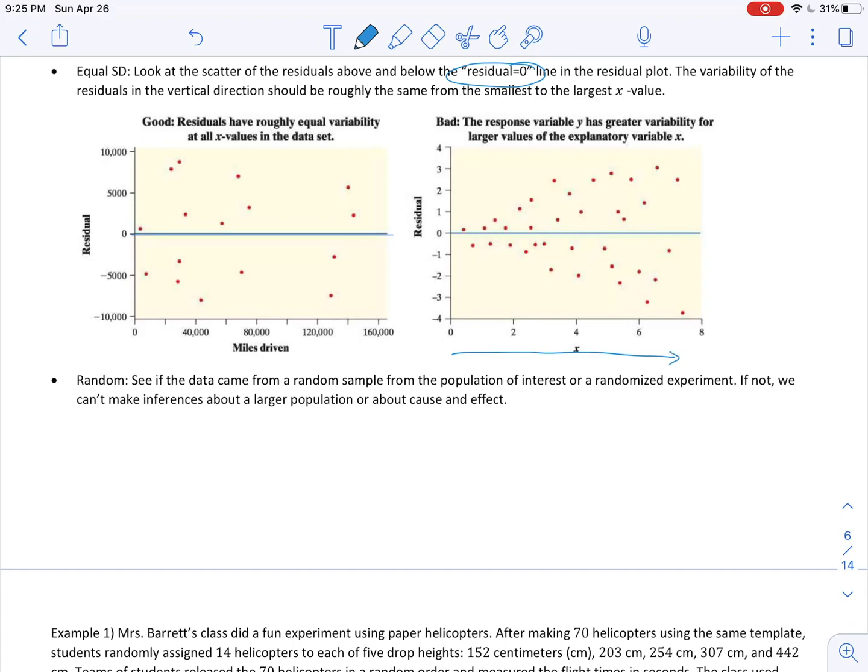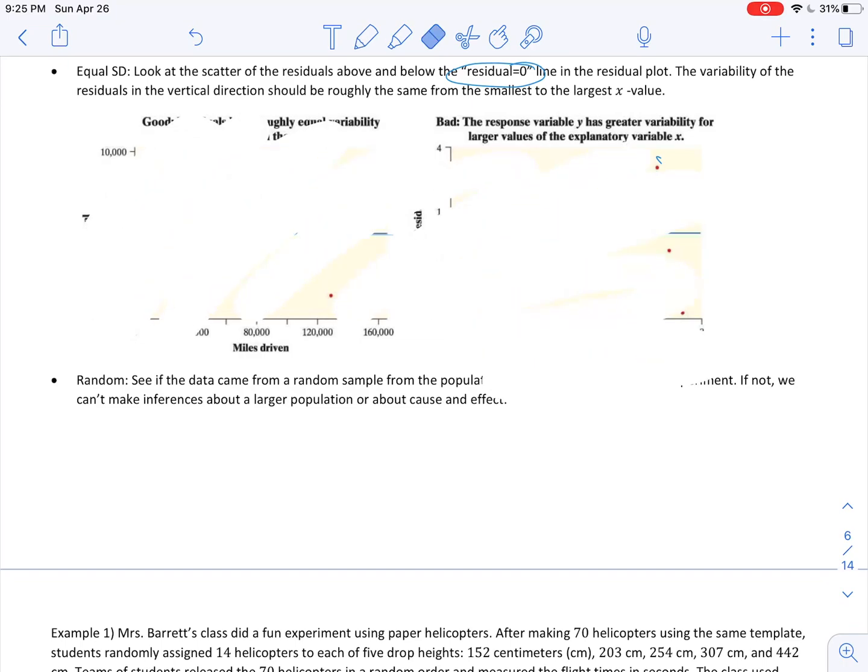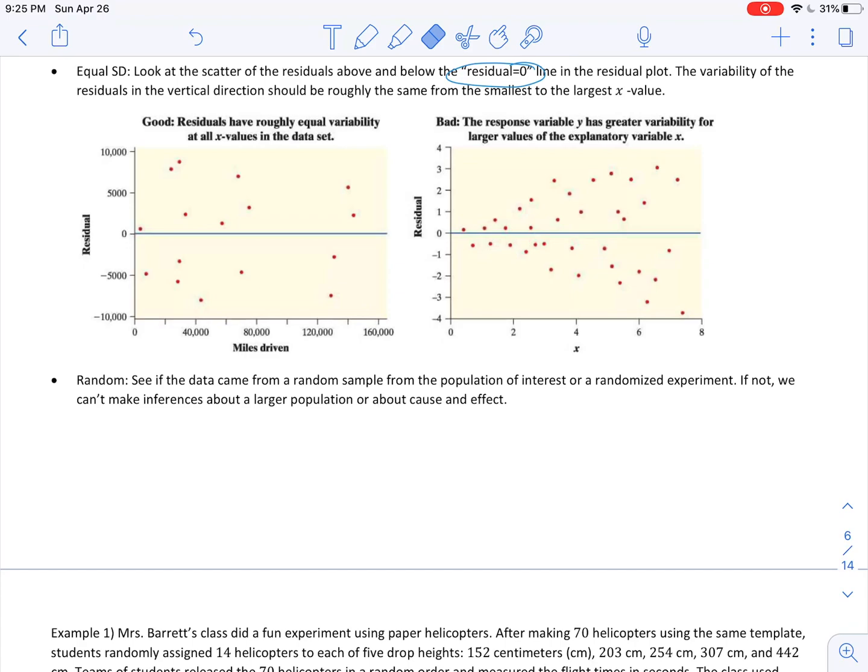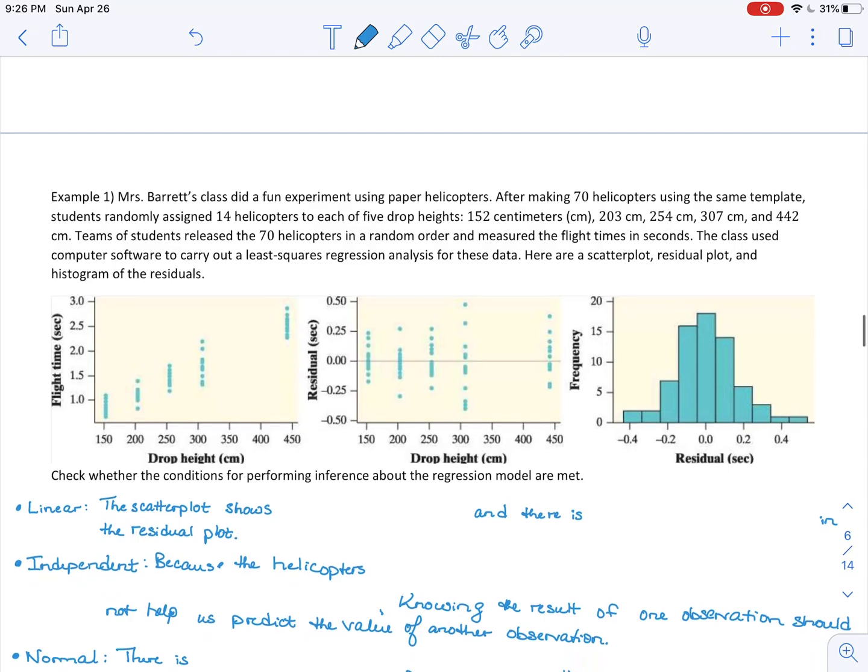So the example of a bad one: the y has greater variability for large values of the explanatory variable x. As you go to bigger x values, you have more variability. When you're down at the smaller values of x, there's small variability. You would like to see about the same all over the graph. That's what the equal standard deviation check looks like. So look at your residuals, compare them to this baseline of the horizontal line, and essentially you don't want to see this trumpeting out shape.